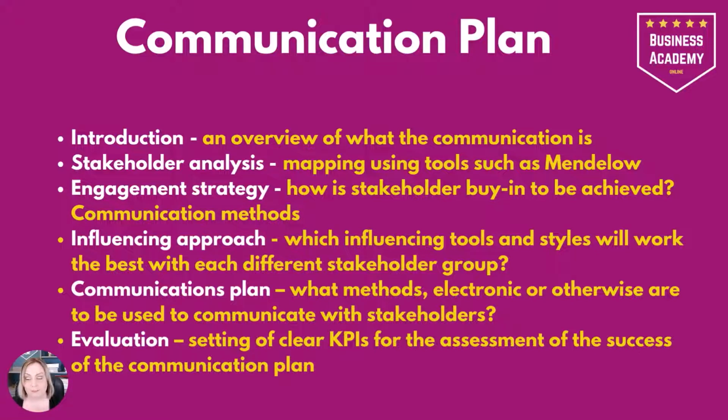And then once you've mapped them in those quadrants or circles, you then can create an engagement strategy. How is stakeholder buy-in to be achieved? What communication methods are you going to use with them? For example, if we use Mendelow, so the keep close, which is high power and high interest, you may want face-to-face, one-to-one communication. Whereas the keep informed, high interest, low power, you may want to do group communication or an email or a report or something along those lines. So there's many different methods and they depend on the different quadrants.